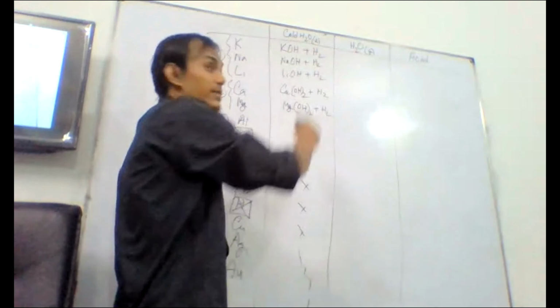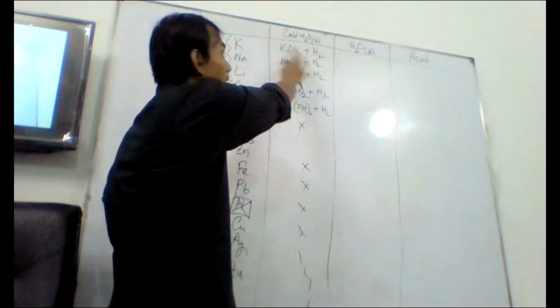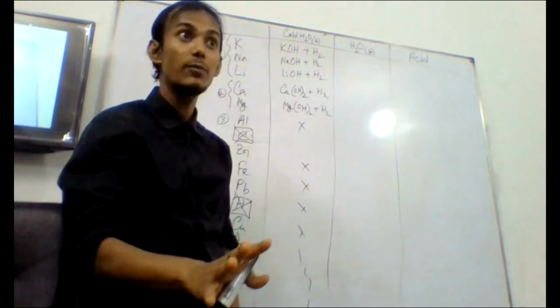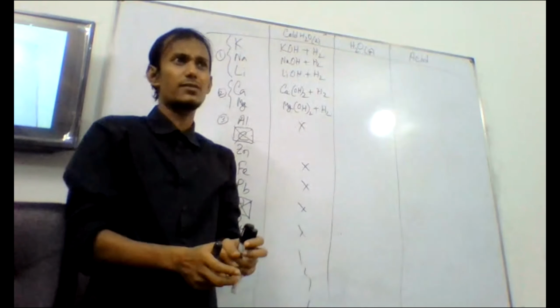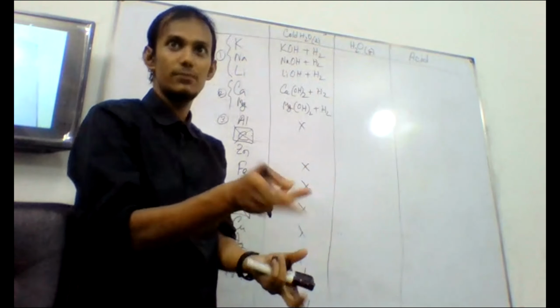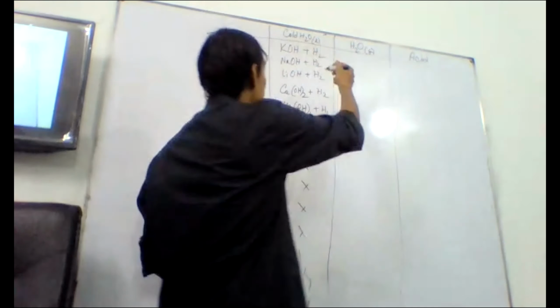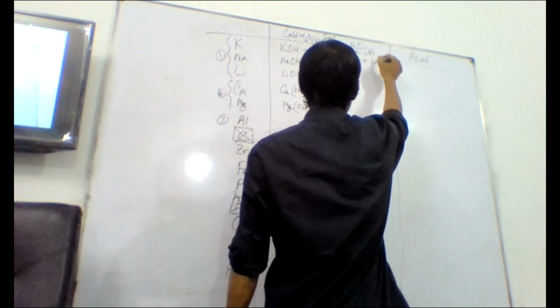Since potassium reacts very vigorously with cold water, we are not performing this reaction in the lab. Why? Because it reacts so vigorously with cold water, we are not there to give it steam. Do you get my point? We are not performing it. But if we perform the reaction, it will give you potassium oxide and hydrogen.